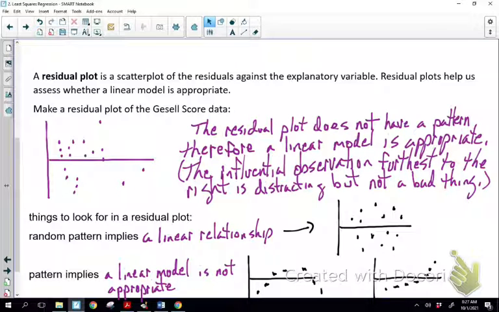I don't even like random pattern. I don't know why I typed that now that I'm looking at it. We just want a random spray of dots. So, because random pattern, isn't that kind of an oxymoron? I don't know. Who knows?